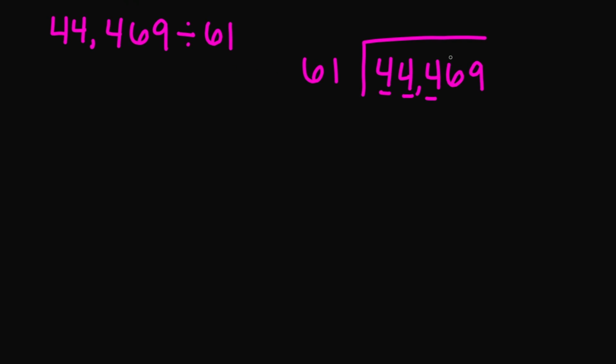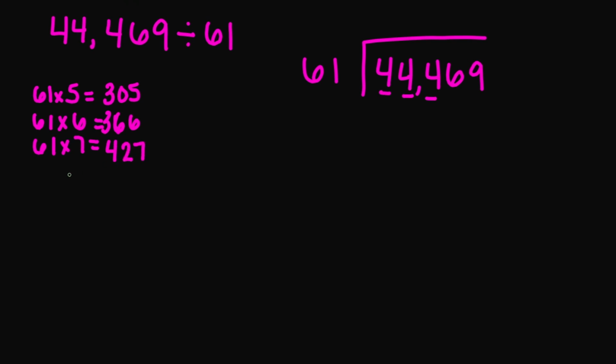All right, let's see. So let's go. I'm going to go on this side. Let's try 61. Let's start with 5 to see. This is a large number. 61 times 5 is 305. 61 times 6 is 366. And then 61 times 7 is 427. Let's try 61 times 8 to see. 61 times 8, that's going to give us 488.